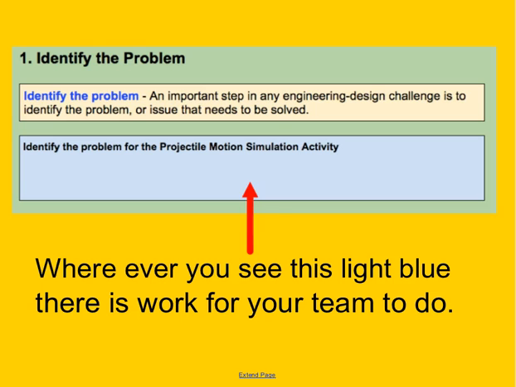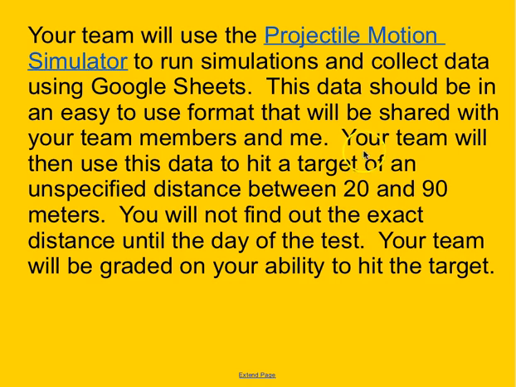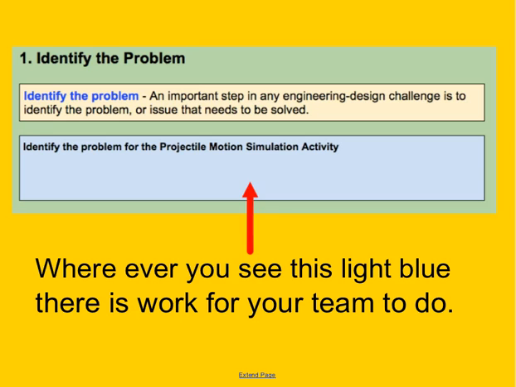And when we go back, let's see where that is. No, it's right here. Your team will then use this data to hit a target of an unspecified distance between 20 and 90 meters. So that's the ultimate goal. Now, there's different things you're going to have to do in order to be able to hit that target between 20 and 90 meters, and that's going to be the whole design process. We'll get you to that step.